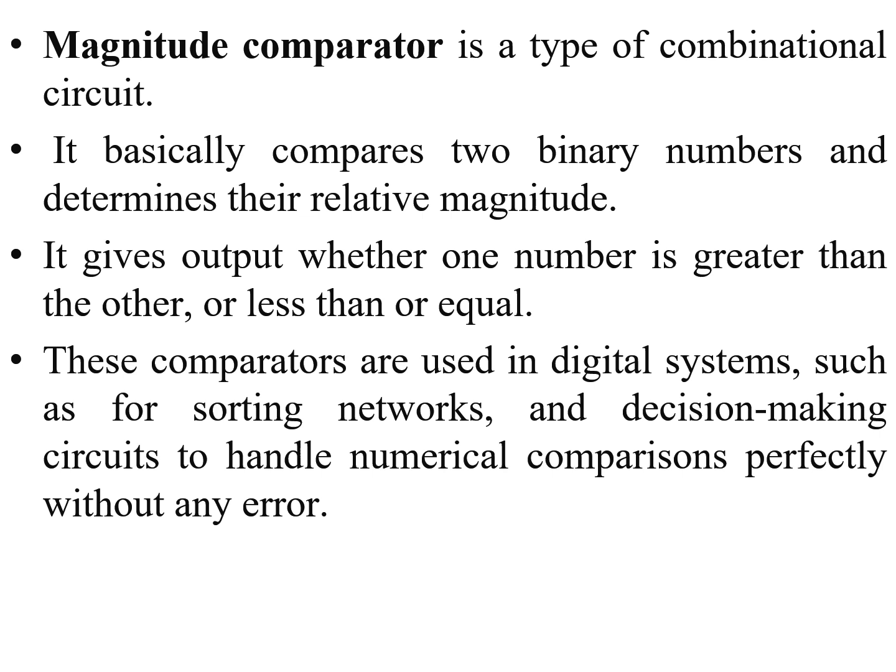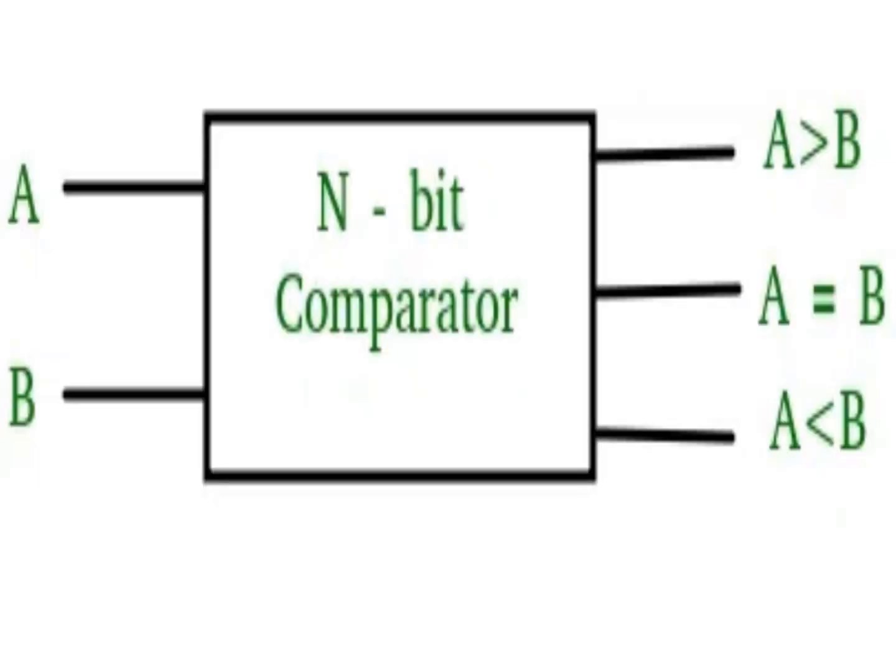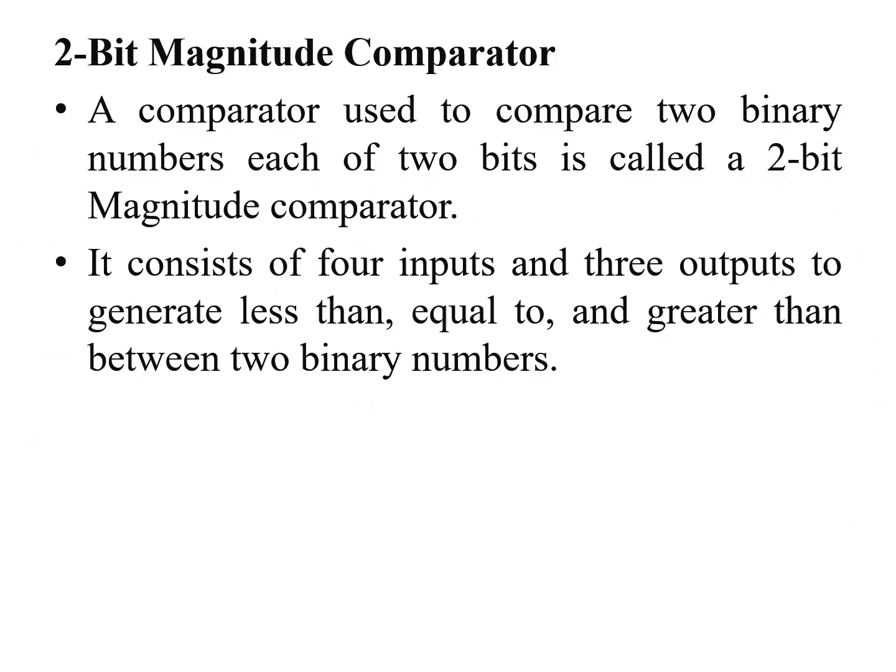A magnitude comparator is a type of combinational circuit that compares two binary numbers and determines their relative magnitude, and it gives the output whether one number is greater than, equal to, or lesser than the other. These comparators are used in digital systems such as sorting networks and decision making circuits to handle numerical comparisons without creating any error. This is a diagrammatic representation of an n-bit comparator with two inputs A and B and outputs A greater than B, A equal to B as well as A less than B.